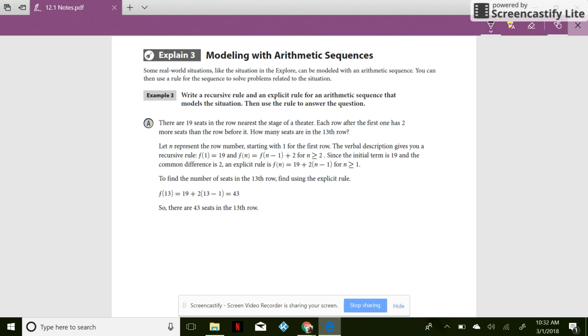So we can do some modeling with arithmetic sequences, some real-world situations. We're going to write a recursive rule and an explicit rule for the sequence that models the situation, and then use the rule to answer the questions.